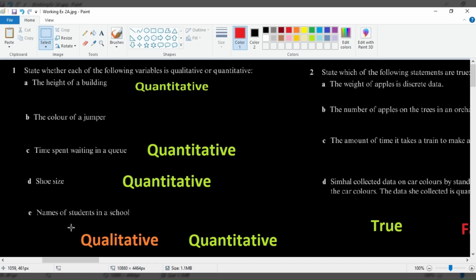When it comes to qualitative, as you can see, color of jumpers. Color of jumpers can be red, blue, green, or any other color. So this has to be qualitative. And then comes name of students in the school. This cannot be in numbers. So this has to be qualitative. So this is how you should write in your book.